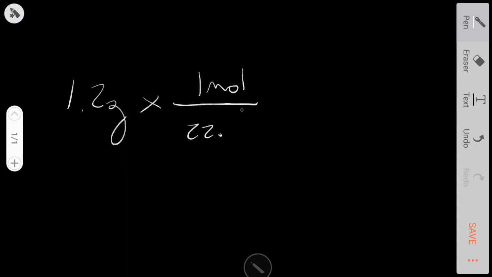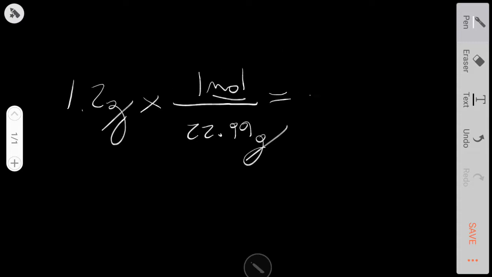Start with number 1. What is the number of moles in 1.2 grams of sodium? I'm looking for numbers of moles from grams, so I'm going to simply convert from grams to moles. 1.2 grams times, for this I'll need the molar mass. So how many grams are there in 1 mole? By looking at my periodic table, it'll be 22.99. You could also round it to 23. Grams will cancel out. I'm left with moles.